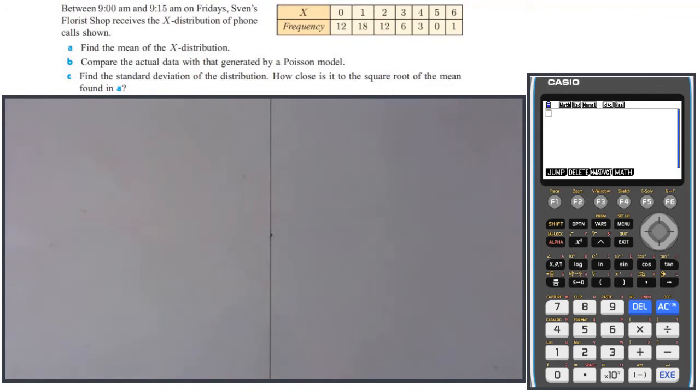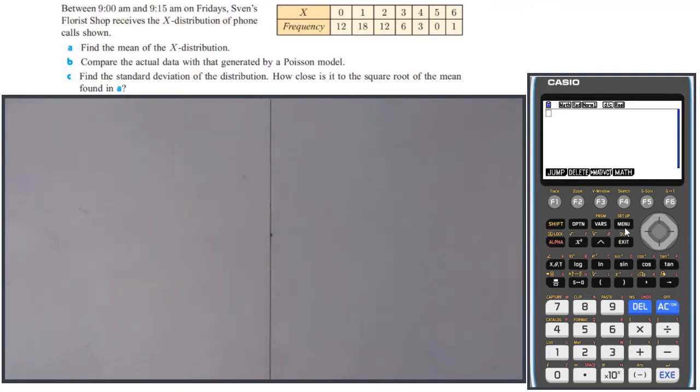Find the standard deviation of the distribution. How close is it to the square root of the mean? The square root of the mean would be the standard deviation of the Poisson equivalent distribution, and we'll find the actual standard deviation. We're going to do A and C quite easily. I'm just going to use a calculator method.